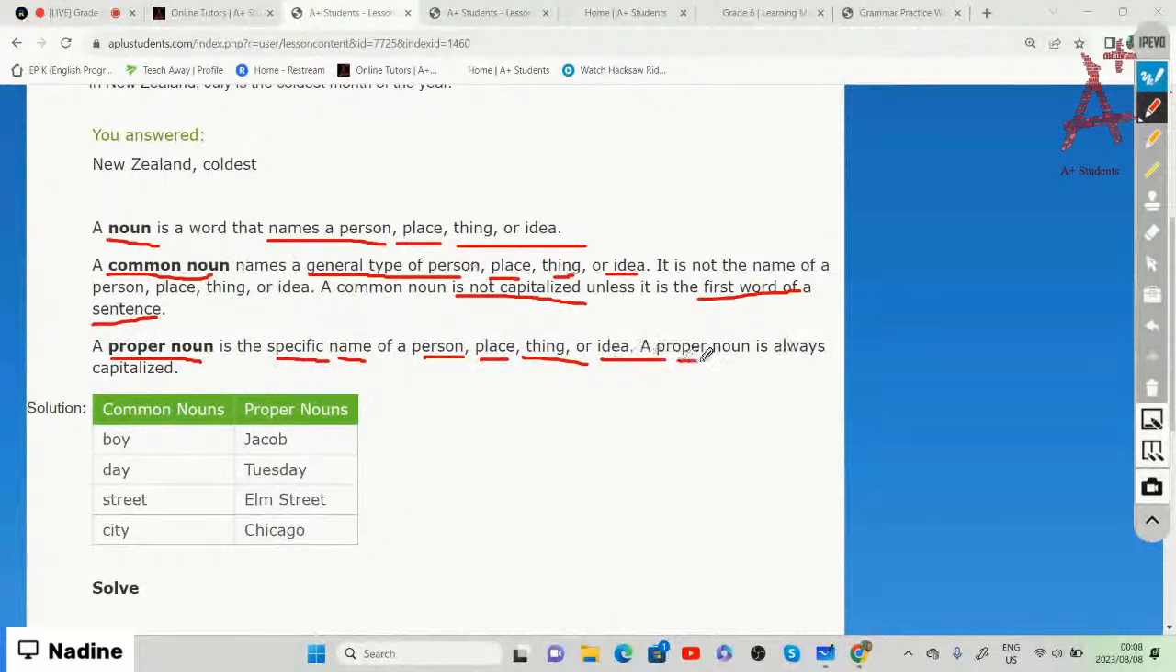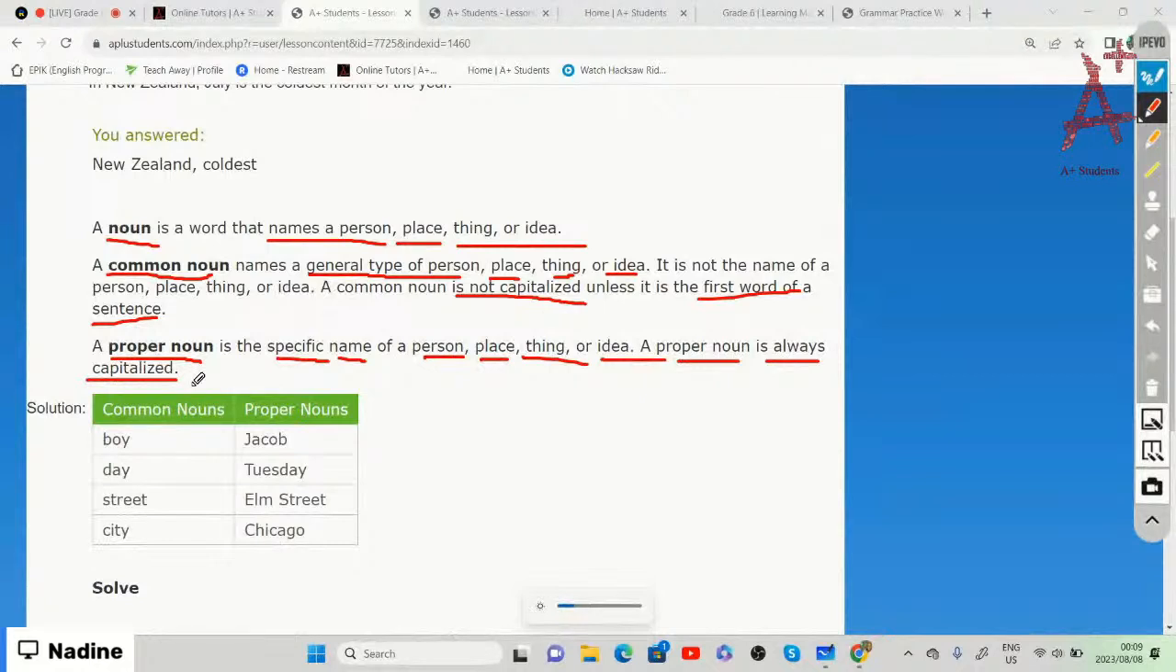And a proper noun always starts with a capital letter, which means that all proper nouns are always capitalized. We write it with a capital letter, whether it is in the beginning of the sentence, the middle of the sentence, or even at the end of a sentence. We need to capitalize a proper noun.